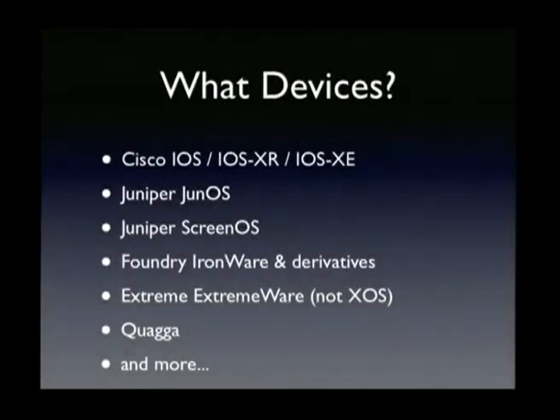What it can pull? iOS, just about all the variants. Junos, ScreenOS, Foundry IronWare. Foundry is, of course, now Brocade. The Ethernet side of Brocade. Sorry, the Ethernet side that's not converged of Brocade. Extremeware. It doesn't really do Extreme XOS unless you hack mercilessly at it. It can do Quagga. So if you're running Linux-based routers, it can manage the config for those.